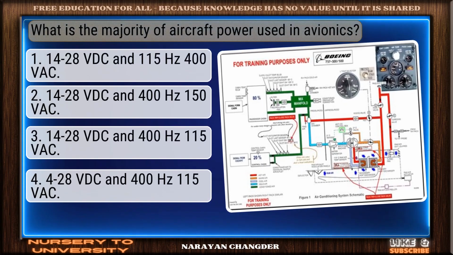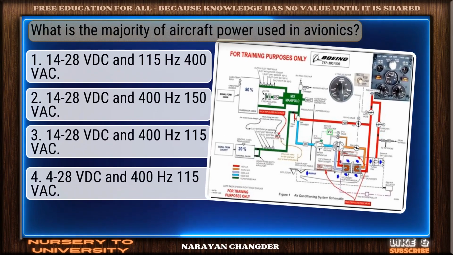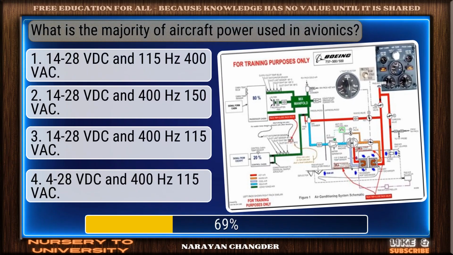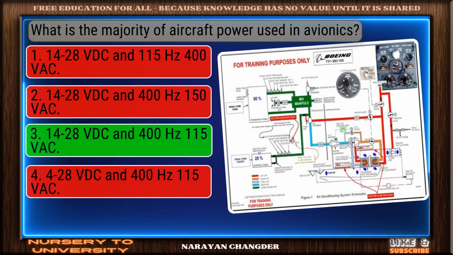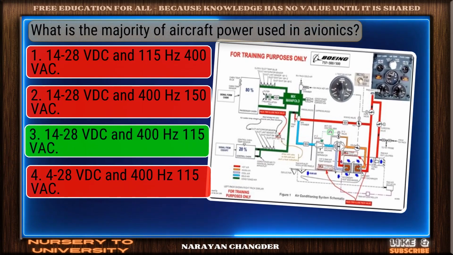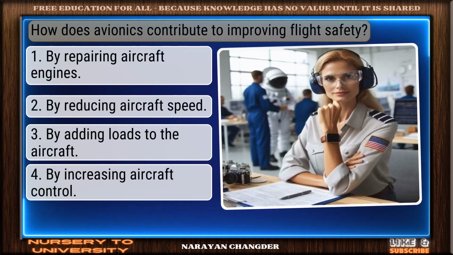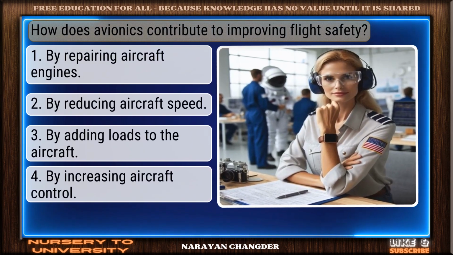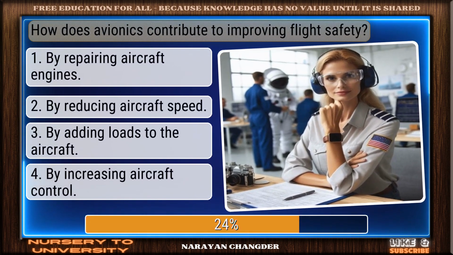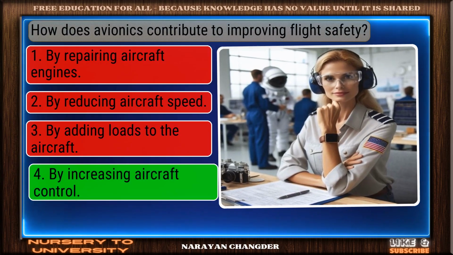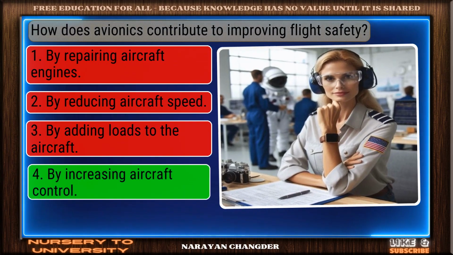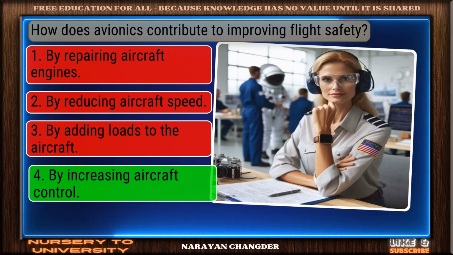What is the majority of aircraft power used in avionics? Perfect. 28 VDC and 400 Hz 115 VAC is the correct choice. How does avionics contribute to improving flight safety? Right again. By increasing aircraft control is a valid answer.